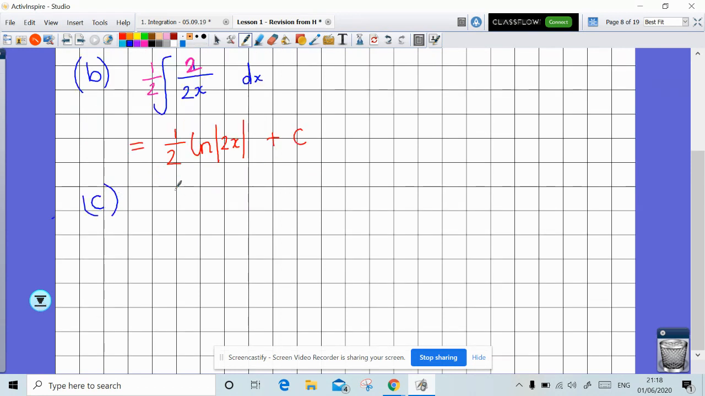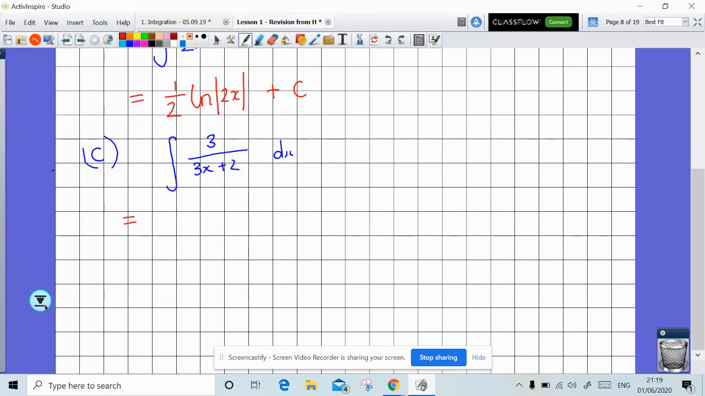Part C is going to be the integral of 3 over 3x plus 2 dx. So whenever you've got a fraction, I would just do a wee check here. Do we have the special integral? Okay, so what is the derivative of the bottom? Right, it's 3. Do you have a 3 on top? Yes, you do. Happy days, we're good to go.